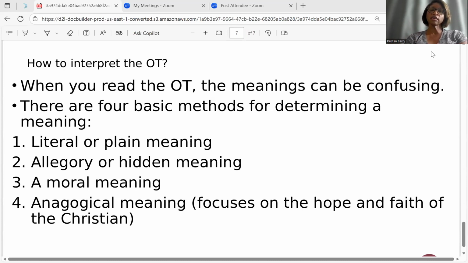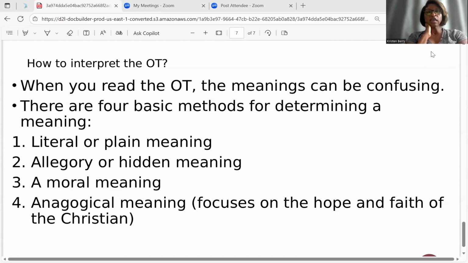The second is an allegory, which is a hidden meaning, right? So you may have to dig in it and kind of see what the scripture is really saying. It may not be really clear out front.